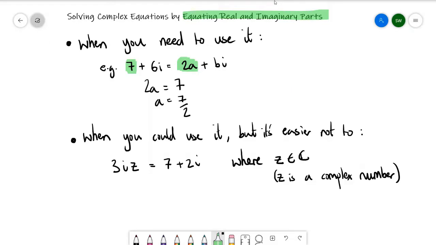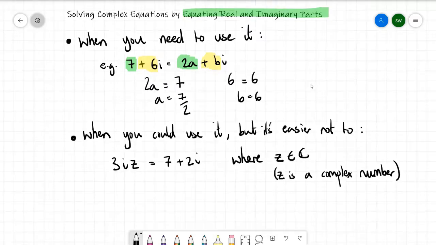Similarly, we know that the imaginary parts must be the same as each other on the left and the right-hand side. So the imaginary part on the left-hand side, remember the imaginary part is the coefficient of i, so that's 6 on the left-hand side, must be equal to the imaginary part on the right-hand side, which is the coefficient of i, which is b. So we know that 6 must be equal to b, or b equals 6. So that's an example where you definitely have to use comparing real and imaginary parts on the left and the right-hand side.